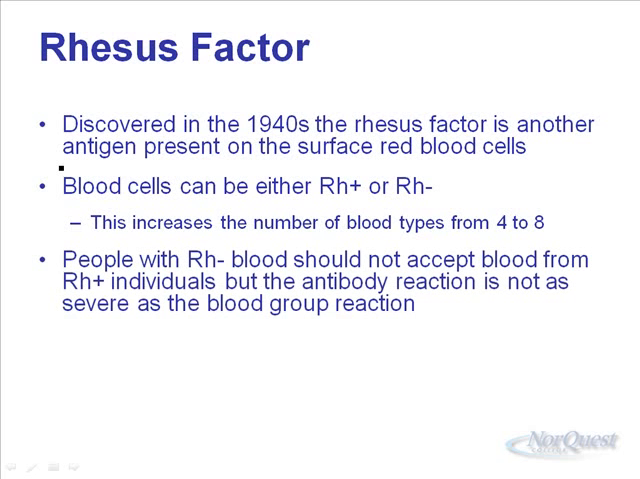With the Rh factor, it's not as dramatic as the ABO blood factors, but generally speaking, people with Rh negative blood should not accept blood that's Rh positive. That Rh positive blood has a foreign antigen on it, and it's going to be recognized as being foreign, and it will be attacked by Rh antibodies.